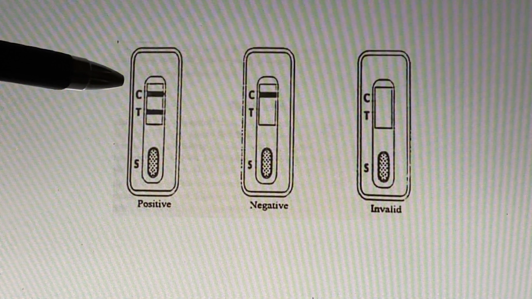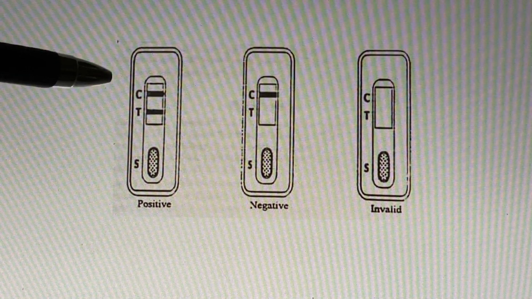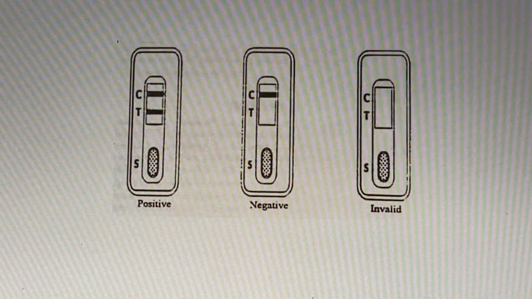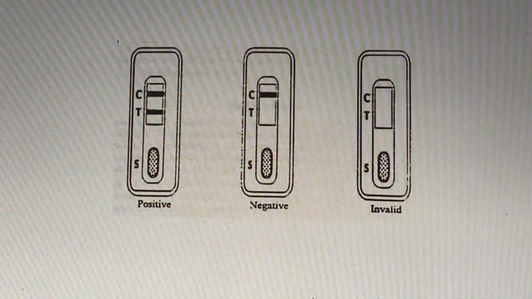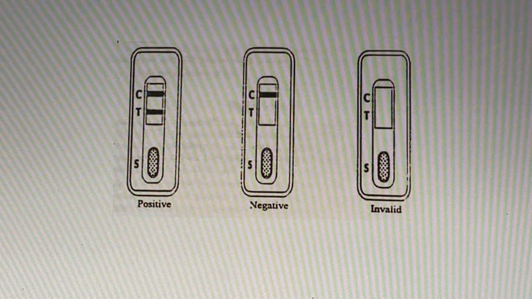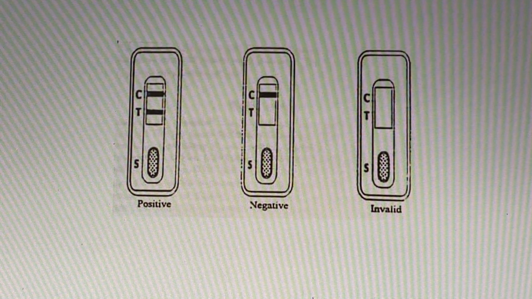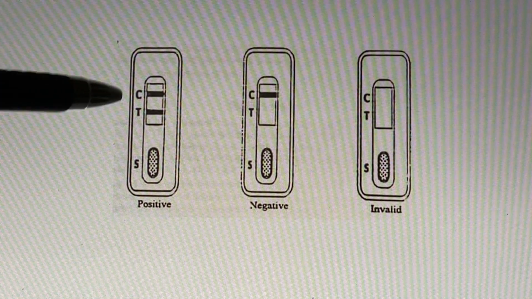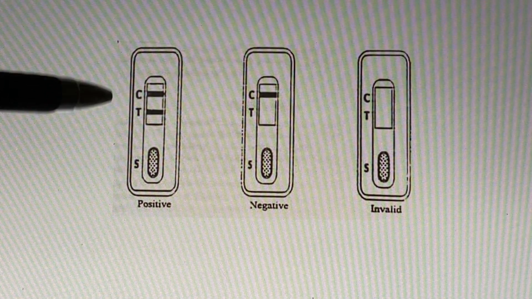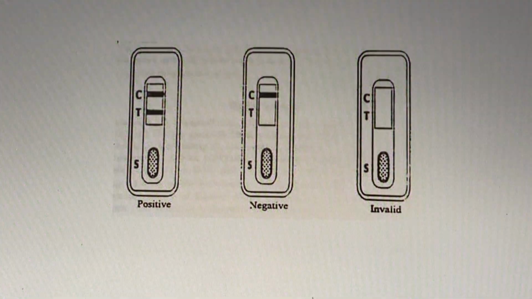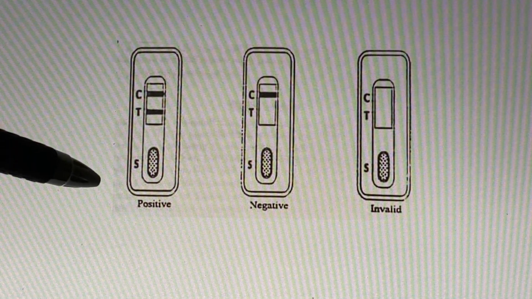Notice that we have 2 lines up here. C stands for control. This is our positive control. So if we don't see a C line, that means the test didn't work and it's invalid, and we have to repeat that test. T stands for test, and this is the line that will show you whether P30 is present or not.